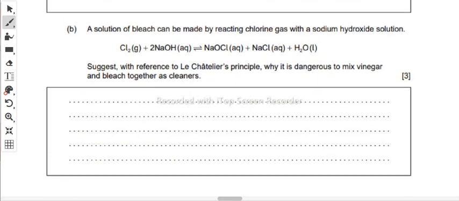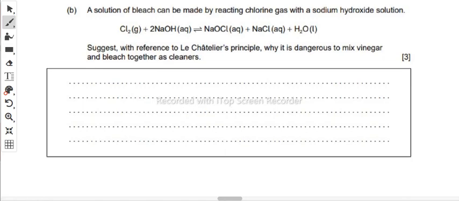Now we have the B part. A solution of bleach can be made by reacting chlorine gas with sodium hydroxide: Cl2 plus sodium hydroxide to produce sodium hypochlorite plus sodium chloride and water. Suggest, with reference to Le Chatelier's principle, why it's dangerous to mix vinegar and bleach together as cleaners. So number 1, vinegar can react with NaOH.